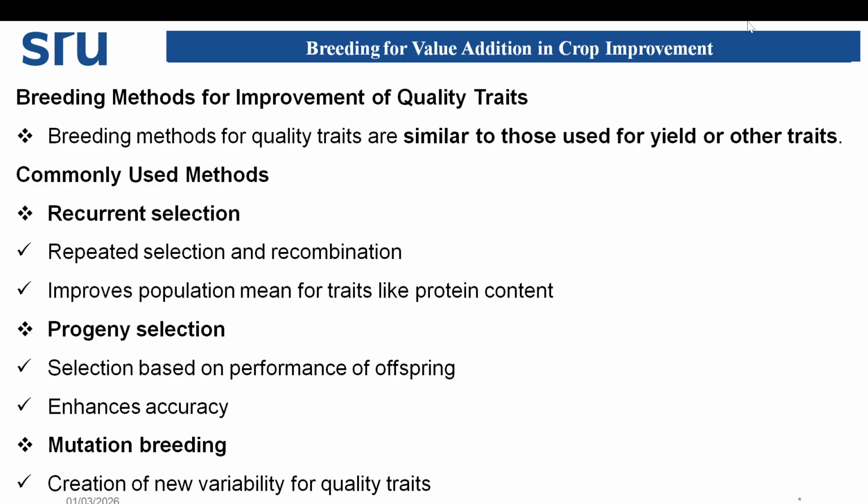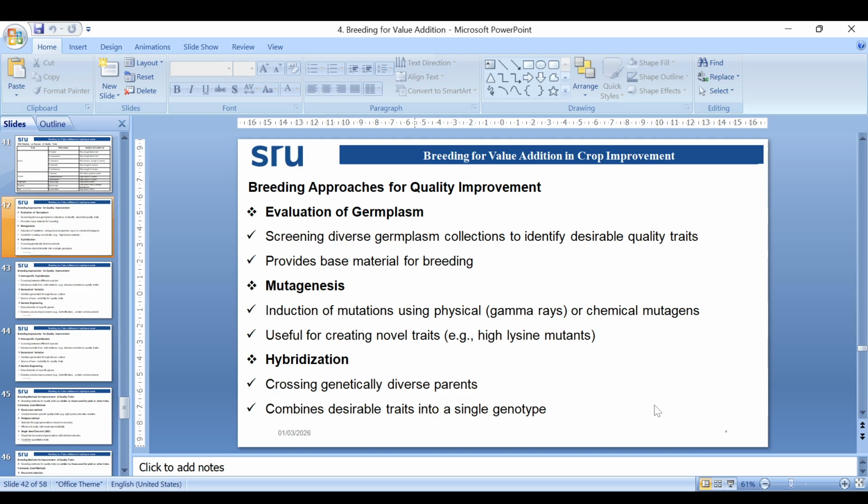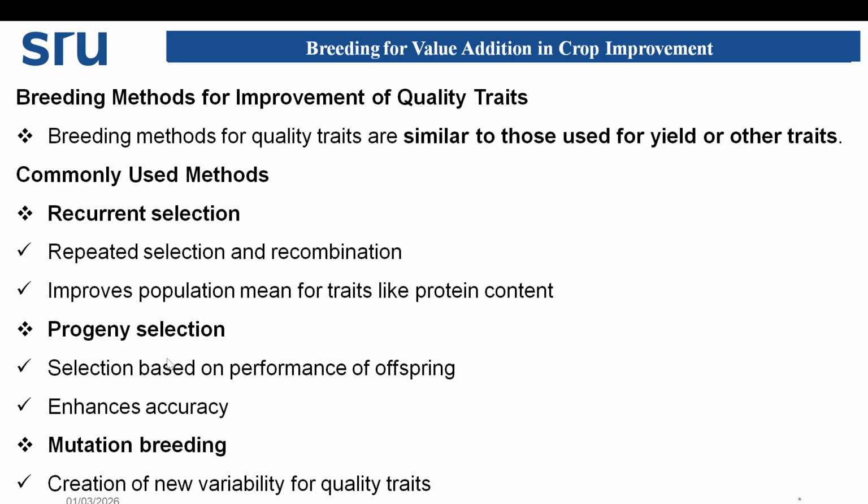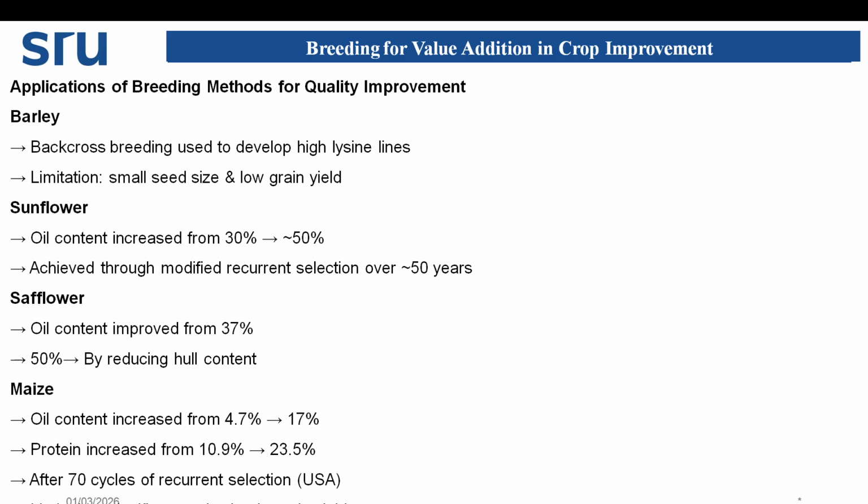Then recurrent selection: repeated selection and recombination. It improves the population mean for that particular trait, for example, protein content. Then next, progeny selection: selection based on performance of offspring. It enhances accuracy. Then mutation breeding: creation of new variability for quality traits by using specific mutagens. So now, applications of breeding methods for quality improvement.